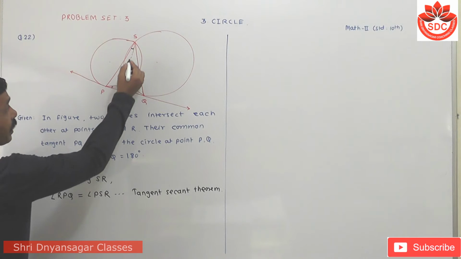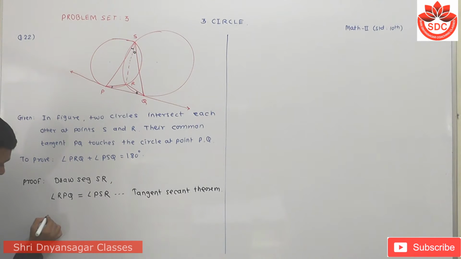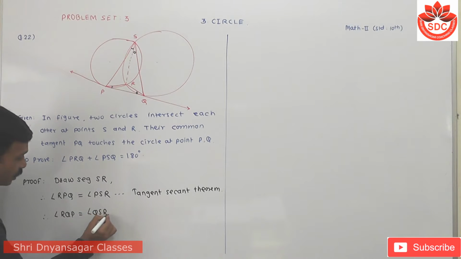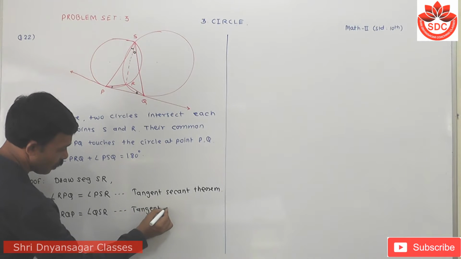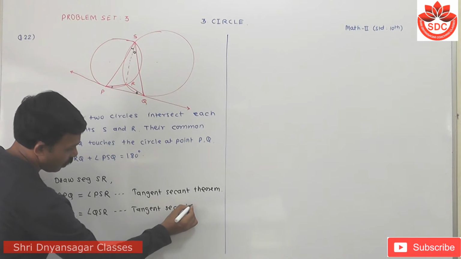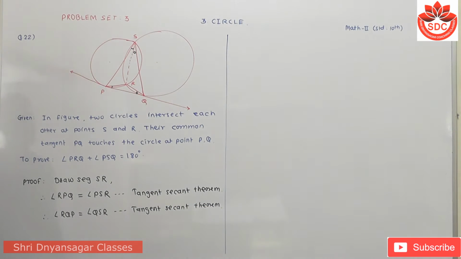Now again I take the second angle: this angle and this angle are also congruent. Therefore angle RQP is equal to angle QSR. Again the reason is the same: tangent secant theorem, or angles in alternate segments.